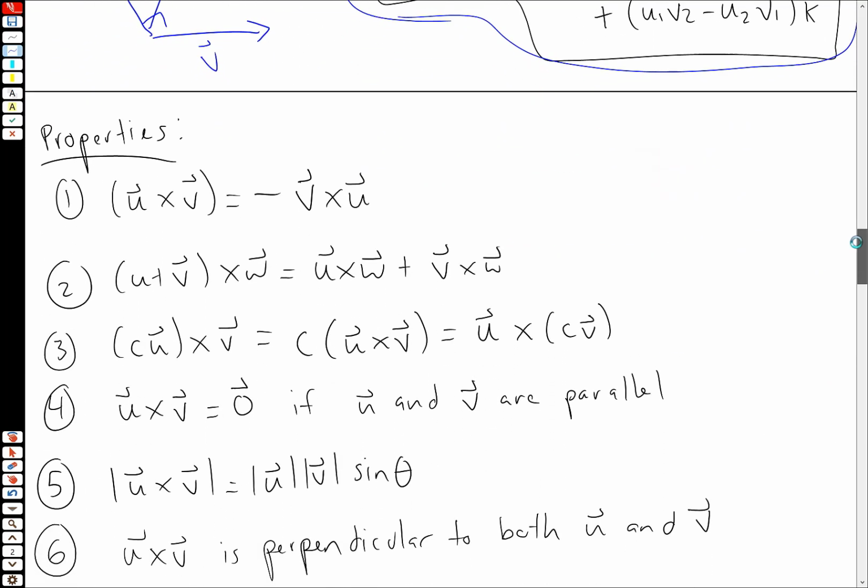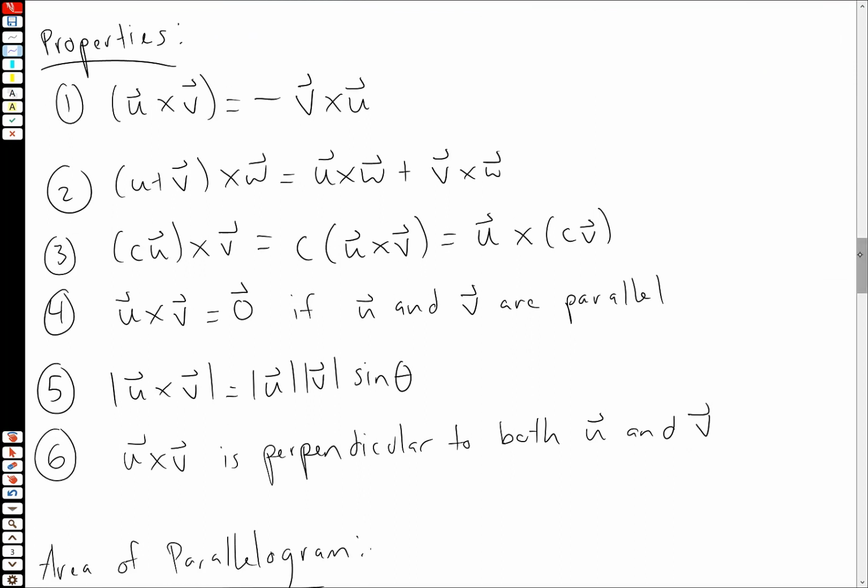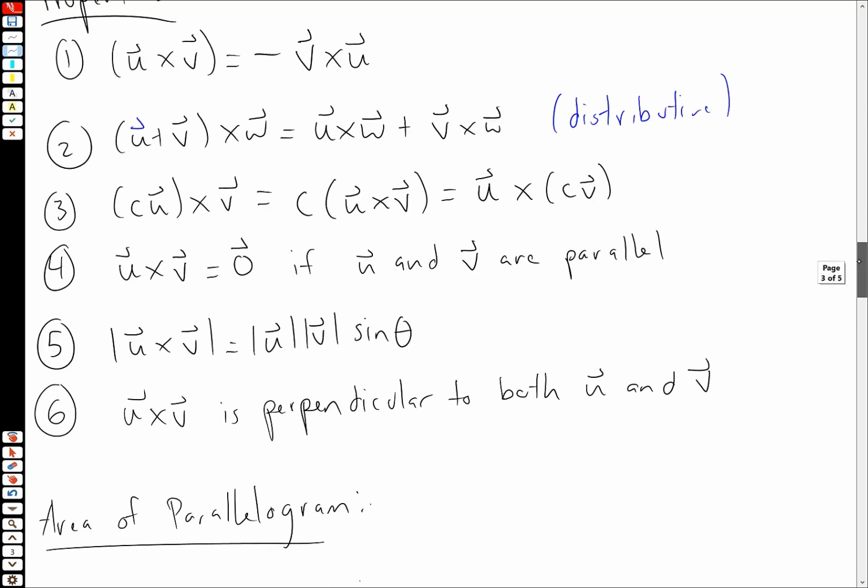So a couple of properties, and we'll see some of them are similar to the dot product, some of them are not. The first one is definitely not. Notice that u cross v is not v cross u, it's actually minus v cross u. So the order of the cross product does matter. Okay, we do have a distributive property though. If you're taking the sum of two vectors and crossing it with another vector w, you can distribute the cross product. You can also pull out scalars.